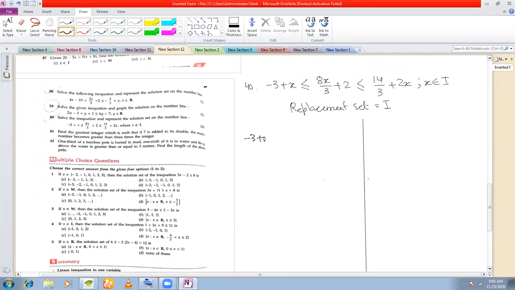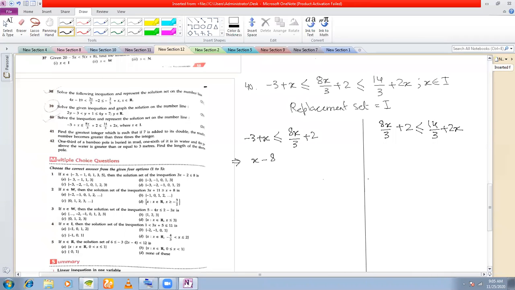Minus 3 plus x less than or equal to 8x by 3 plus 2. This is the first one. And the second split is 8x by 3 plus 2 less than or equal to 14 by 3 plus 2x. Both the inequalities we will solve separately as we have been doing. So take the x's together.